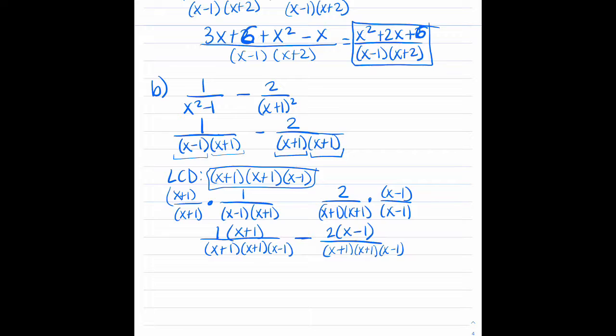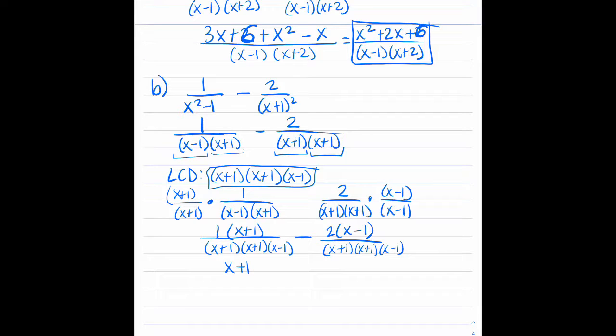All right, now I'm going to multiply everything out and then subtract. So this top becomes x plus 1. And then if I multiply this 2 through there, that becomes 2x minus 2. And then I need to distribute this negative throughout, so it actually becomes minus 2x plus 2 on the top. Make sure you get your negatives correct.